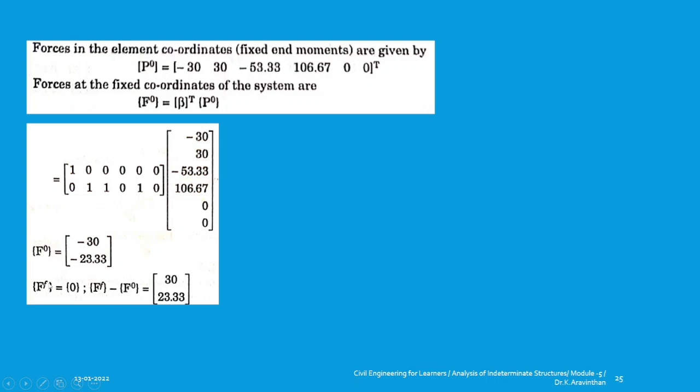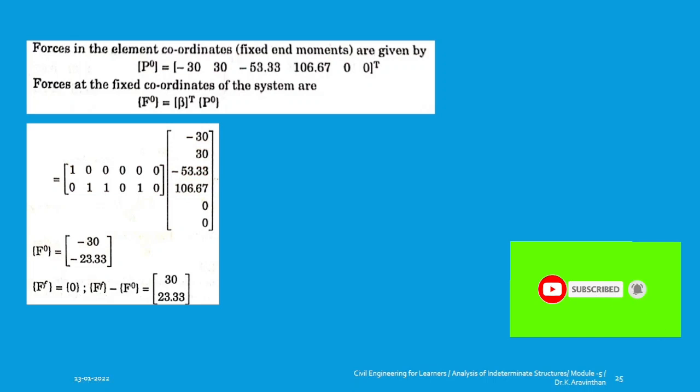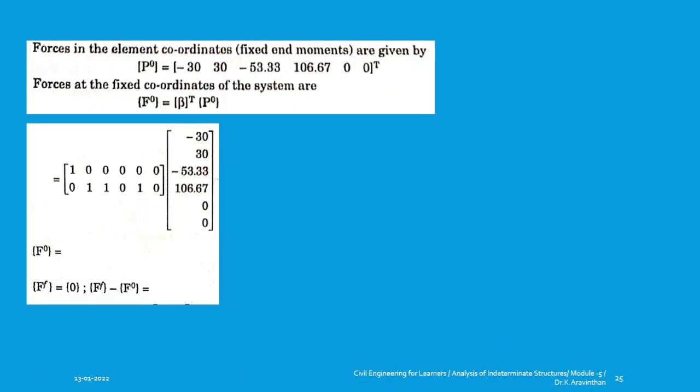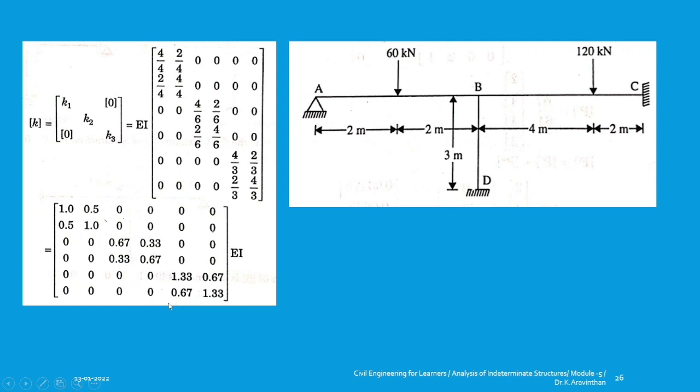And how to find F of F, which is the formula? You know that there are no joint forces. So there is no load acting at the joint, or in all the joints you are not having any load, hence F of F will be 0. Then F of F minus F naught: you know the F naught value which you have currently found here. So F of F is 0, hence you will be getting minus of the value. Both values are minus here, so minus and minus will get cancelled and 30, 23.33 will be obtained here.